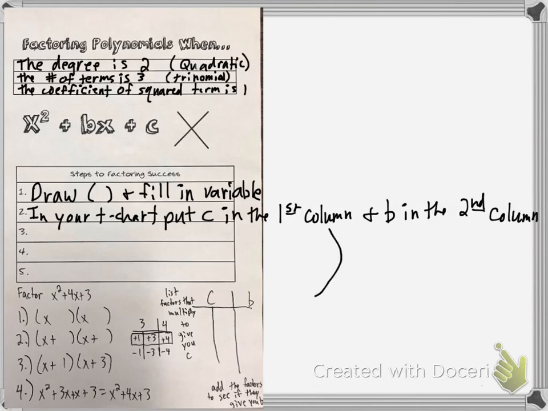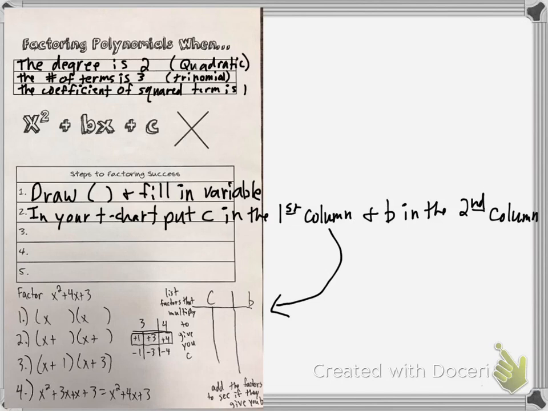And that's down there. Does everyone see that? So your C value, this number right here that doesn't have a variable with it, goes in your first column. Your B value, the number in front of just the X term, goes in the second column. Okay? Everyone with me so far? Yes. Okay.